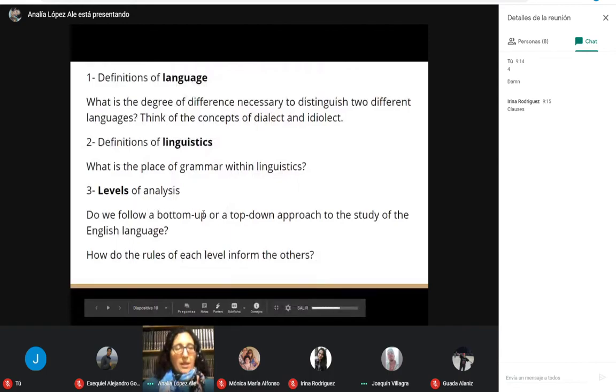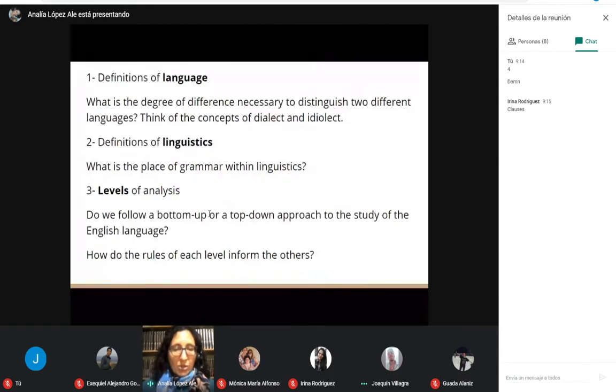Okay. Coming back to the idea of language, you're linguists, okay? Remember you're linguists by now. What is the degree of difference necessary to distinguish two different languages? How do I know that Catamarqueño is not a different language from Santiagueño, from Cordobés? How do I know they are not different languages but varieties within the same language? There is a key element. Any idea? We can discuss that.